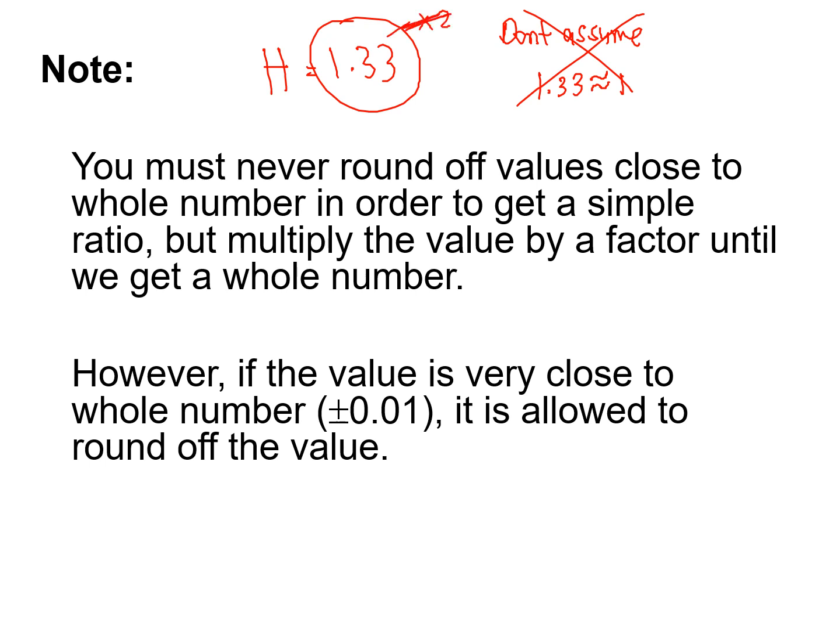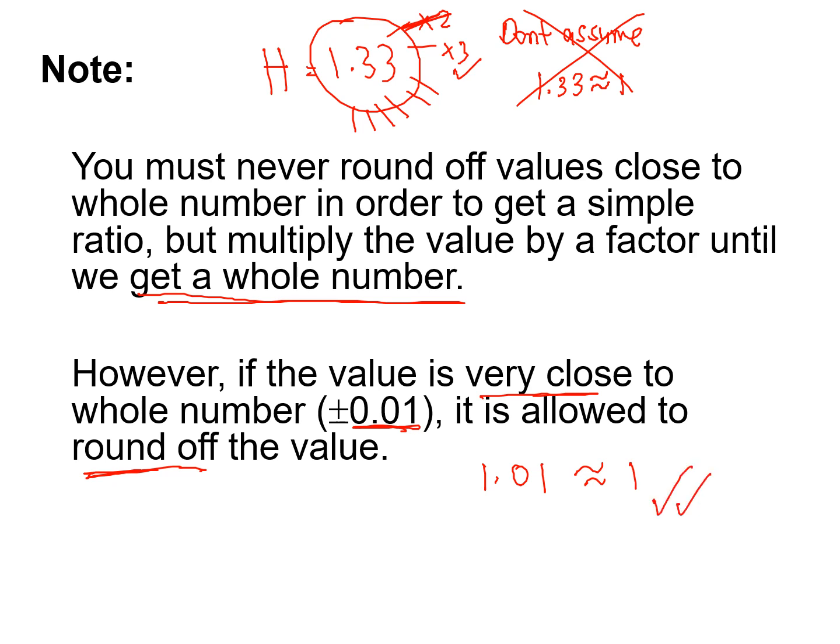No. So, if not, try again. Multiply by 3. If multiplying by 3 gives a whole number, okay, that's good. If not, you keep multiplying until you get it. So, that means you have to try and error until you get a whole number. Alright? But, if the value you get is very close, within plus minus 0.01, then you can round off the value. For example, if let's say you get 1.01, if you want to assume the simplest ratio equals 1, then it is acceptable. Okay? Otherwise, don't round off too early.